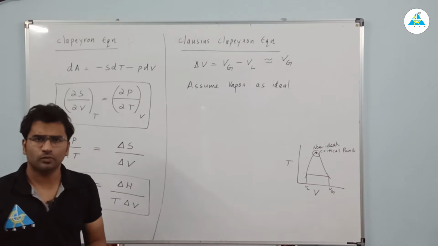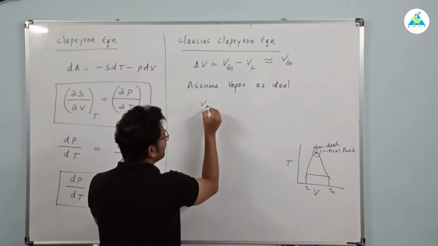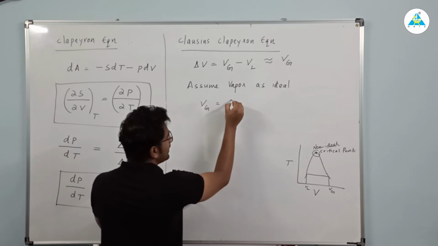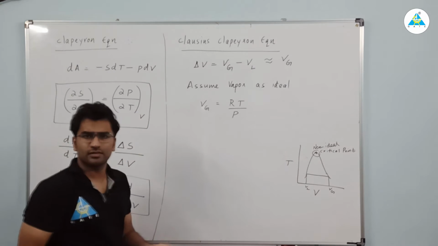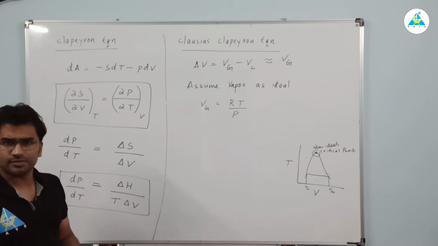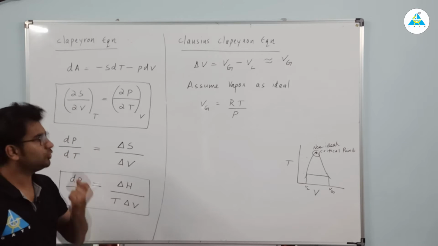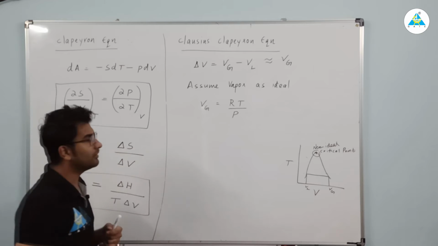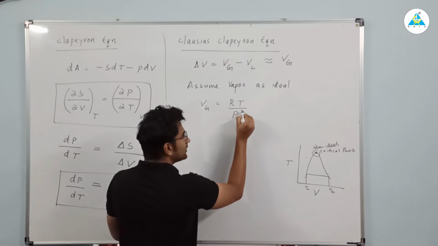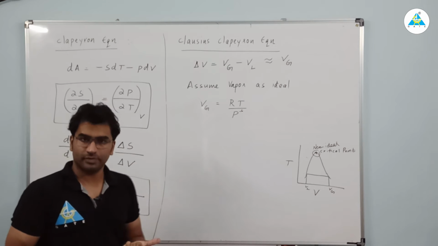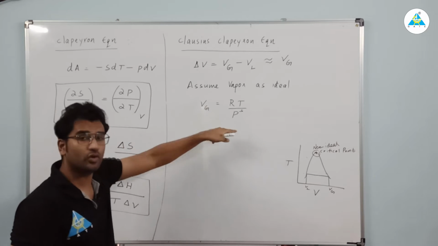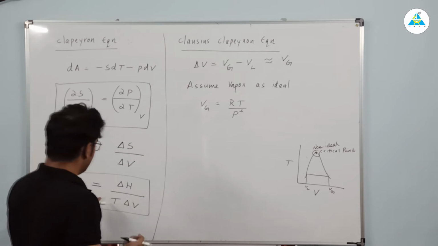Vapor को ideal मान लो. So what will happen? This volume of the gas, if I take it as ideal, I can substitute it as RT by P. Simple. To denote it as vapor pressure, I am adding the saturation pressure, S, that's all. It is a vapor pressure because we are considering only vapor now. So substitute in this equation.